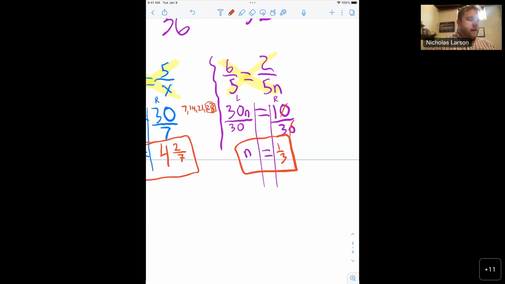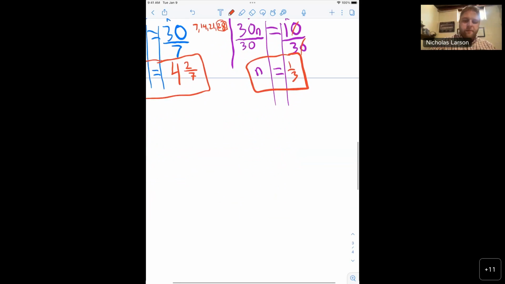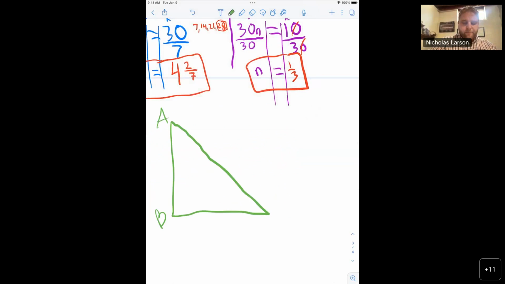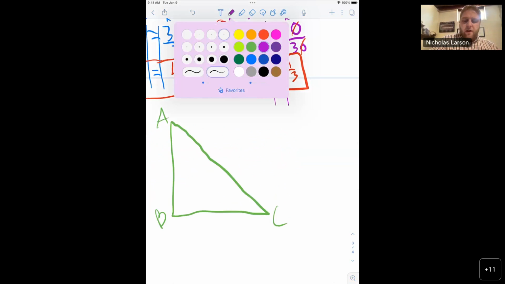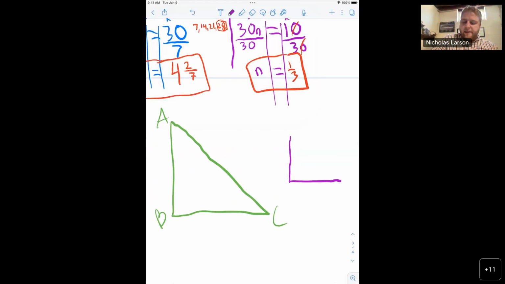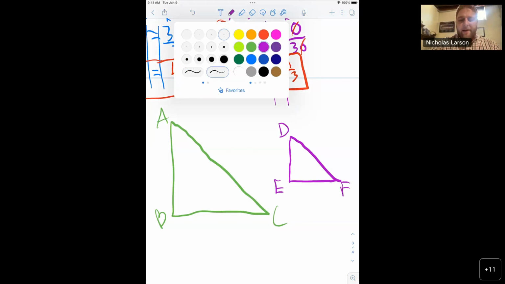Last thing that we were going to kind of talk about was similar figures, and it's related to the scale drawings. So similar figures, how they're connected is that our ratio of sides are the same. So if I can find similar sides, I can set up a proportion and solve it that way.